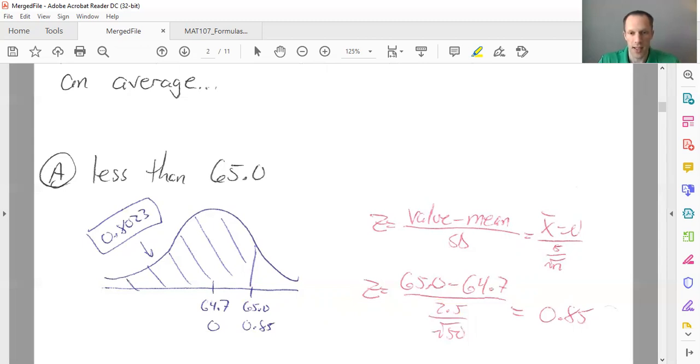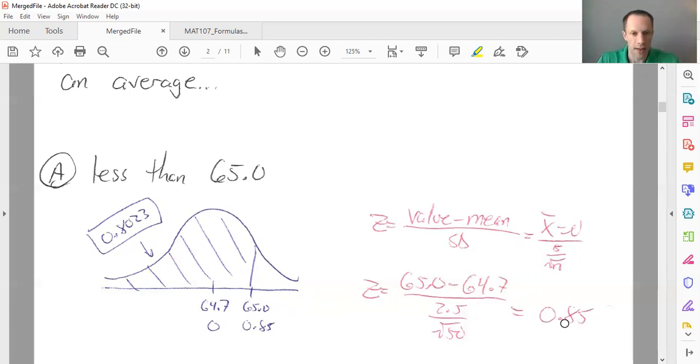Okay, so if you take 65 minus 64.7, that would give you 0.3. And then if you took 2.5 divided by the square root of 50, you would get whatever that number is. Take the 0.3 from the numerator, divided by whatever your result from the denominator is, and that's where you would get the 0.85.